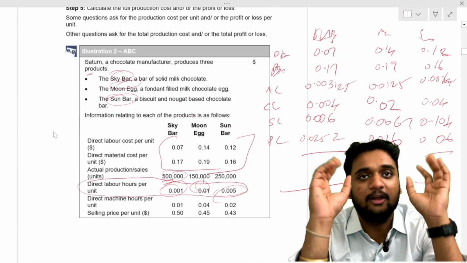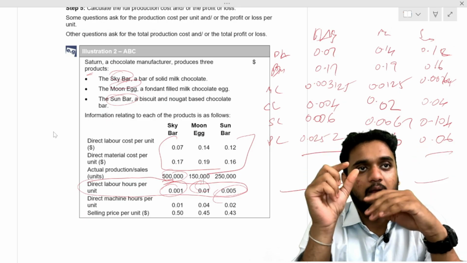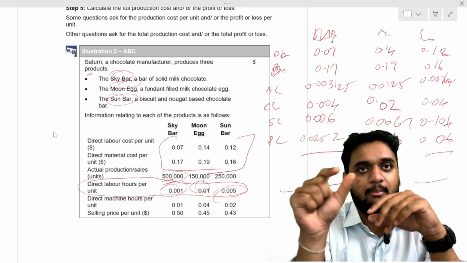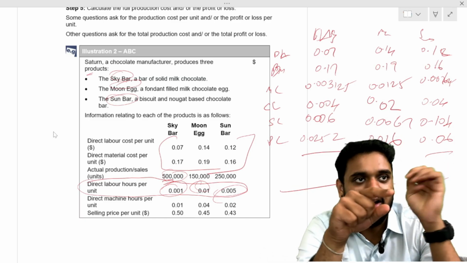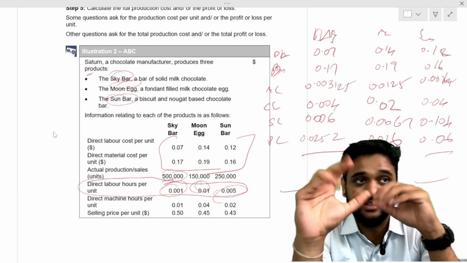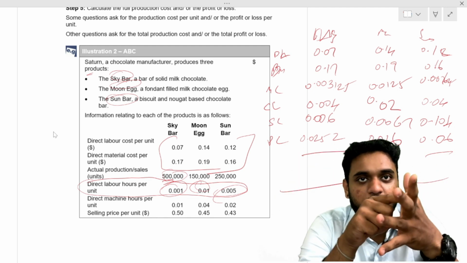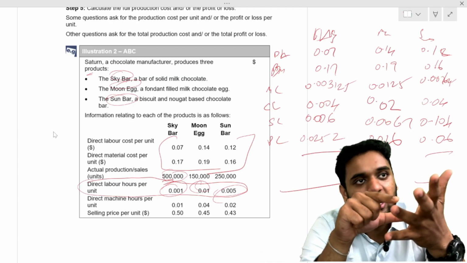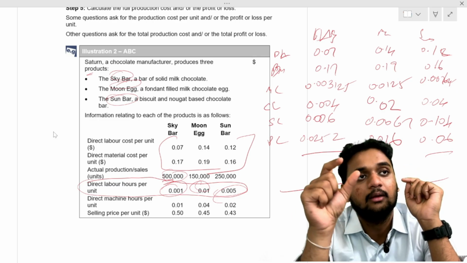If machine hours per unit is given, what will we do first? Take the machine cost divided by the number of machine hours. We will get the machine cost per hour. With respect to number of hours, if you do, you get the cost for everything. Machine hours is easy. For other things, for example, setup costs, take the total setup cost divided by the number of setups. You will get the setup cost absorption rate per setup.